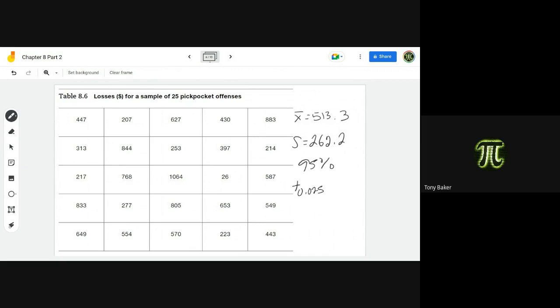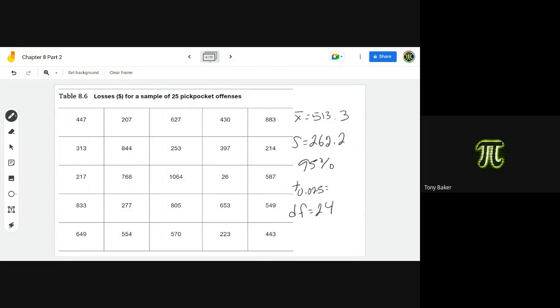All right, so I'm looking for that. And what's my degrees of freedom for this problem? Degrees of freedom is going to be 24. Correct, because it's one less than my sample. My sample is 25, so I'm going to be looking at 24 in this case. So n minus 1, with n being 25. That's how we got to 24.